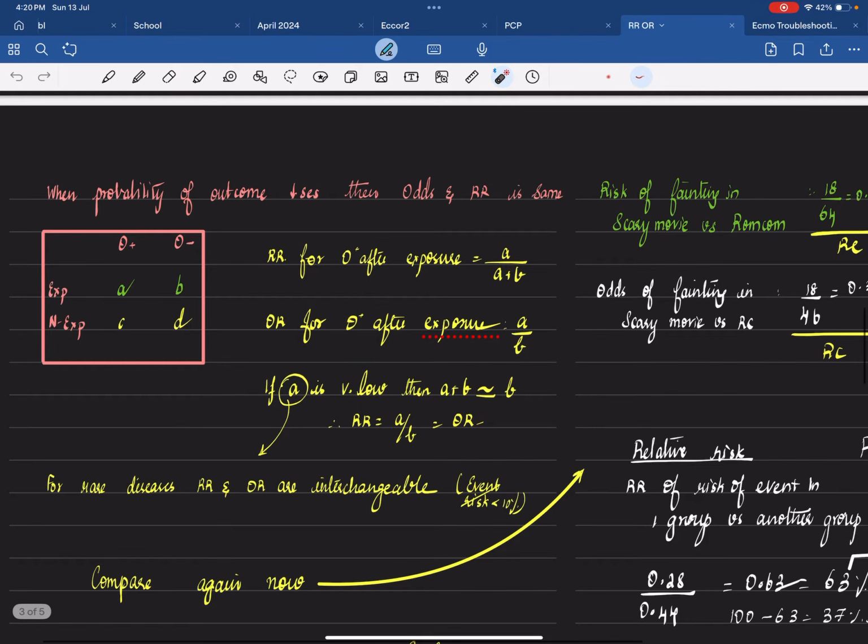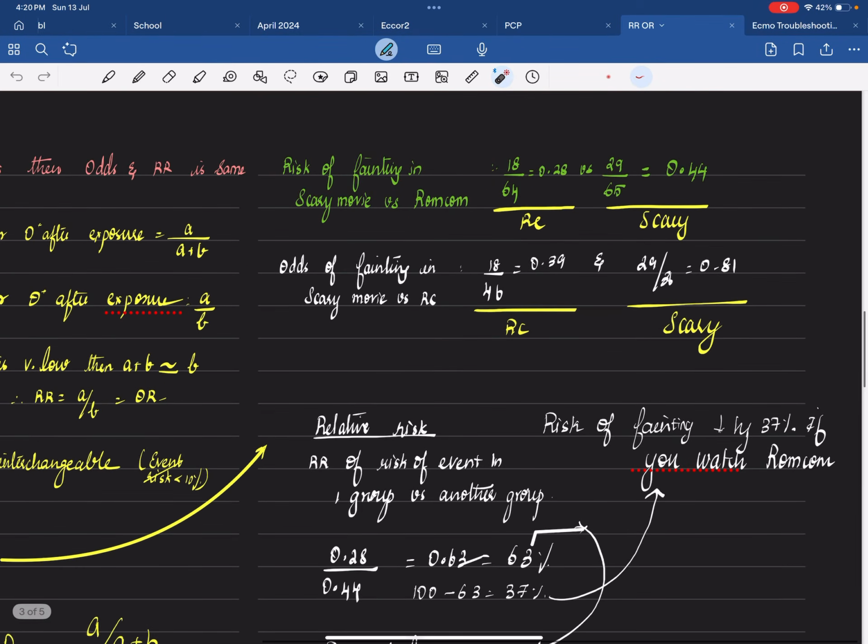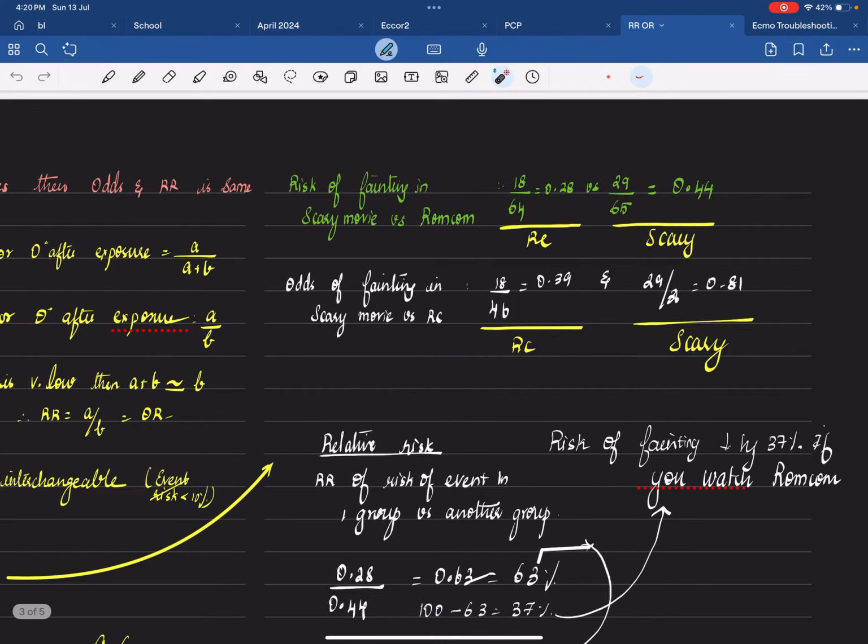So now let's go back to our same example and try to calculate relative risk as you would in a study. You want to look at the relative risk of fainting for anyone who is going to watch a movie, and you want to compare scary versus rom-com. Then you will calculate the risk for rom-com and the risk for scary movie, and you will divide the two. Correct? Because that is what you want to know at the end of the day. What is my risk of fainting watching scary versus rom-com? Because I want to make the right decision.